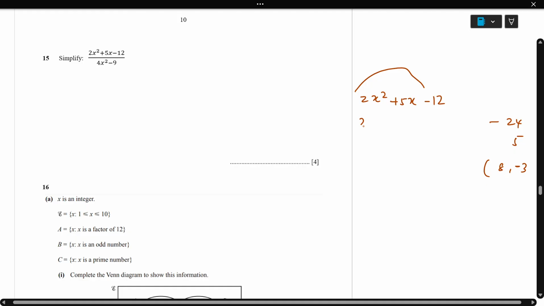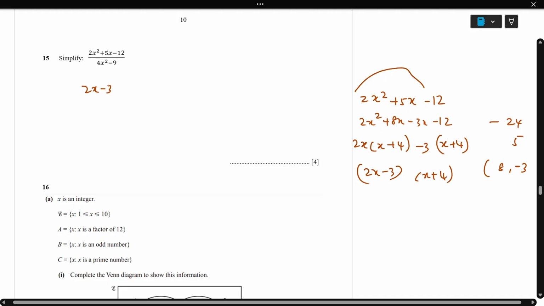So split the middle term: 2x squared plus 8x minus 3x minus 12. Bring the highest common factor out, 2x, so x plus 4. Write as it is here, x plus 4, and negative 3. So 2x minus 3 and x plus 4 in the numerator.